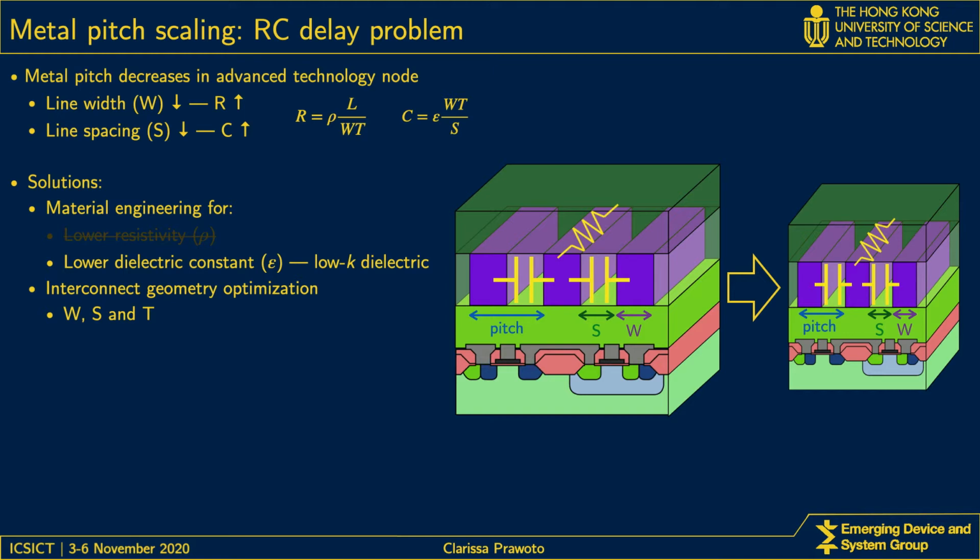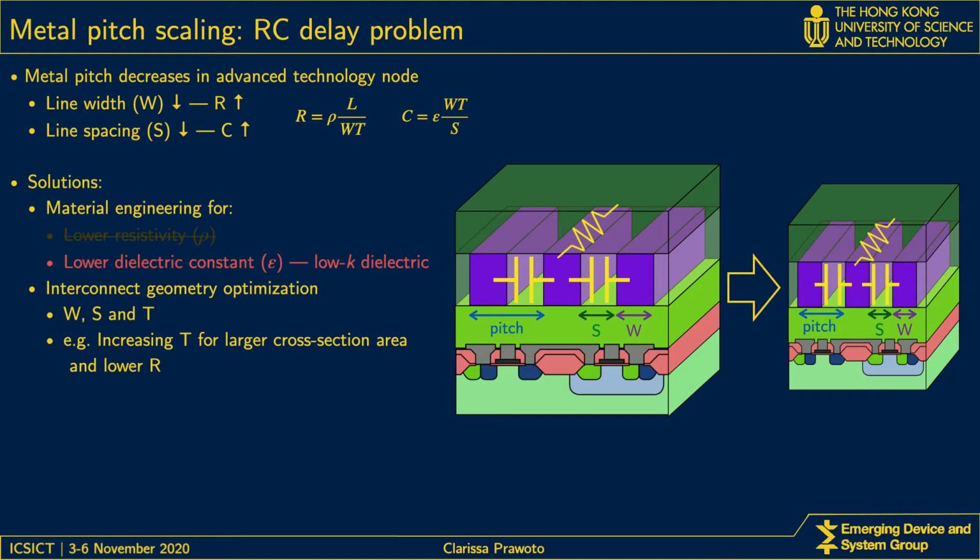For example, metal thickness can be increased as a countermeasure for increasing resistance due to smaller pitch. Finally, another approach is system level optimization, such as routing optimization, but this is out of the scope of this work.